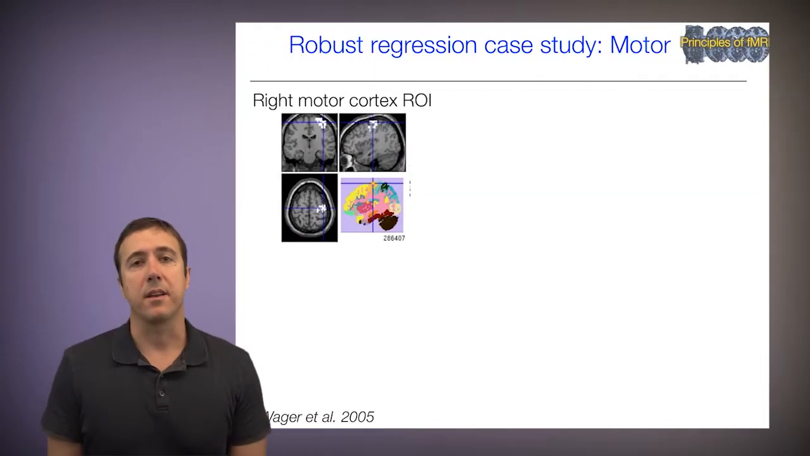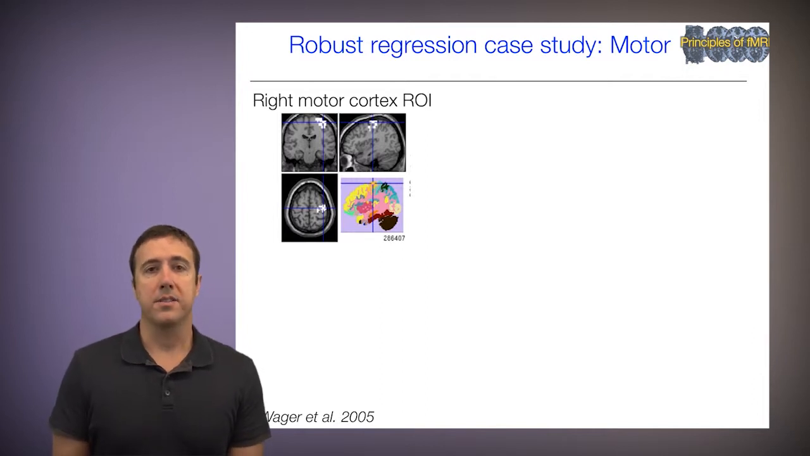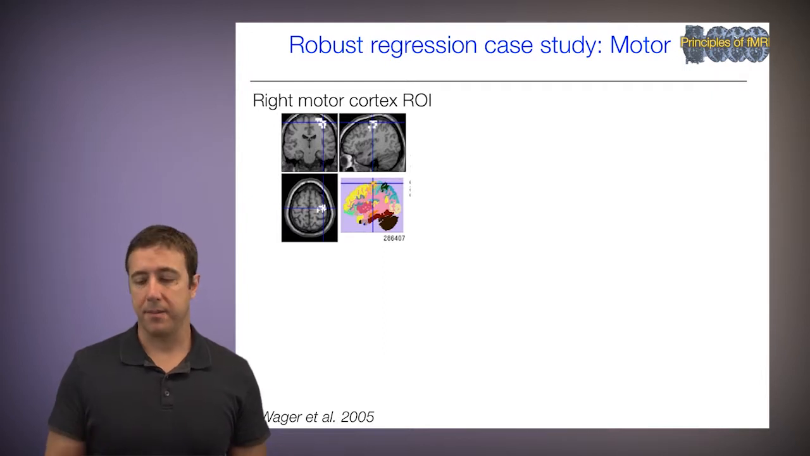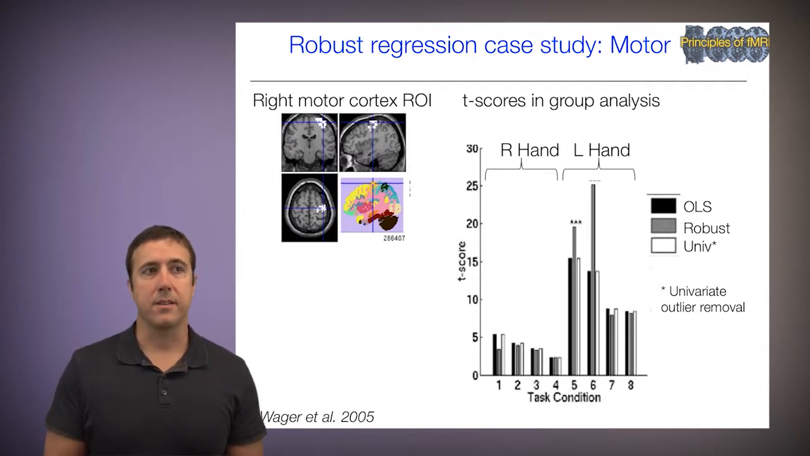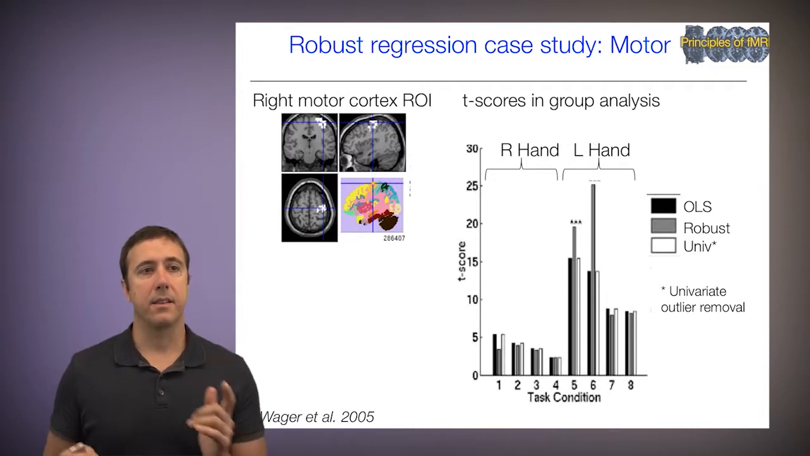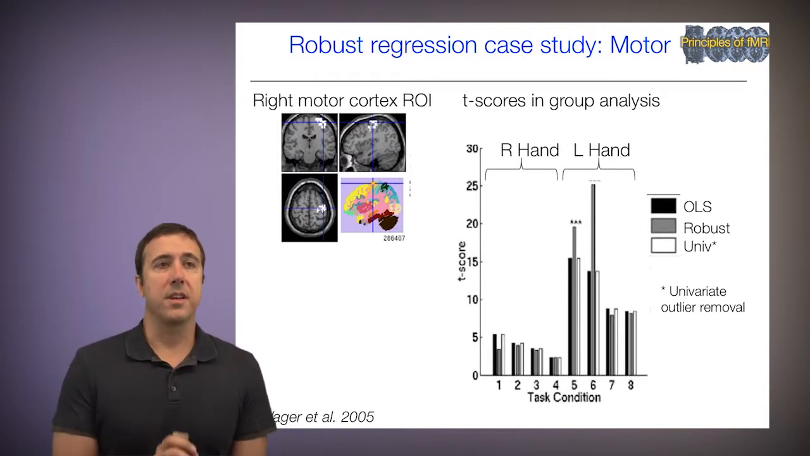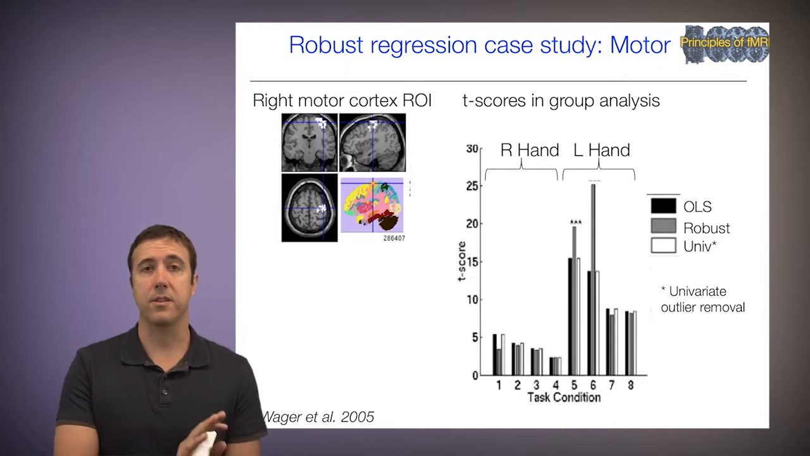So now let's look at a case study from some actual fMRI data. And we'll look in the right motor cortex, and we're going to look at a series of conditions where people made button press responses with the left hand or the right hand. So what we see here is t-scores from a group analysis in 8 conditions. The first 4 conditions are button presses with the right hand, so we shouldn't see a strong response. And the last 4 conditions are button presses with the left hand, so we should see a substantial right motor cortex response. And now what you see in the black lines here are ordinary least squares solutions, and indeed the t-scores are substantially higher for the left button presses than the right, so that's good.